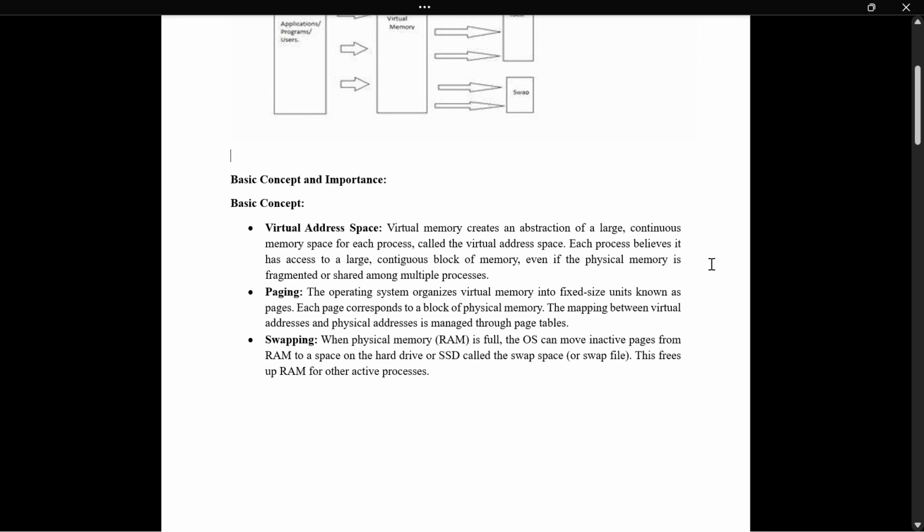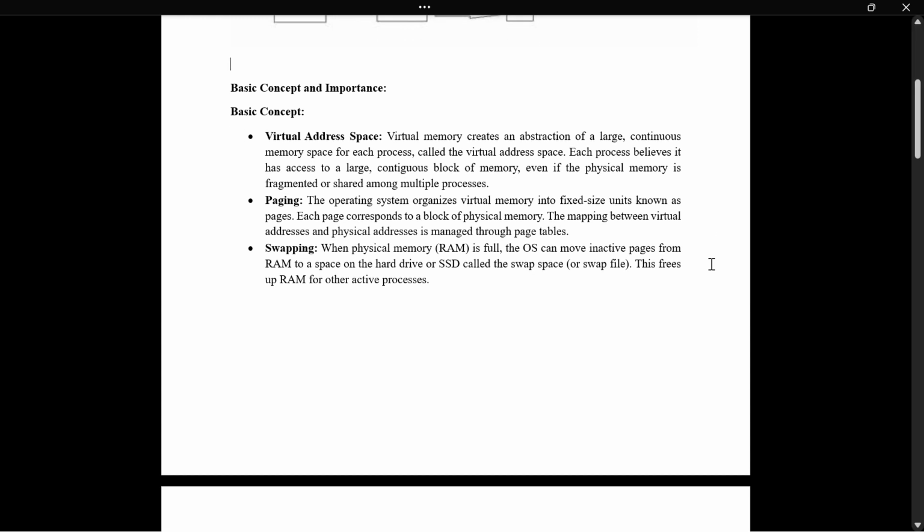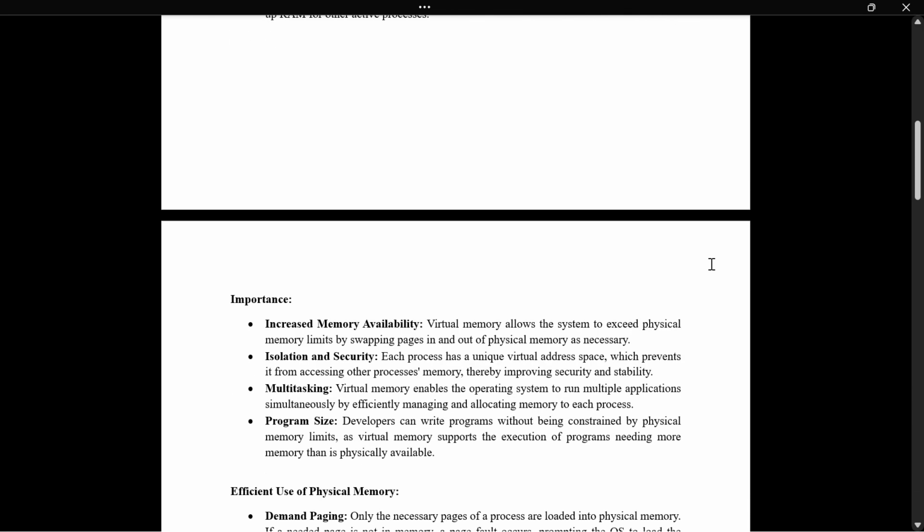The virtual address space is nothing but an abstraction of a larger continuous memory space for each process, which is called the virtual address space. Paging is when the operating system organizes virtual memory into fixed units known as pages. Swapping is when physical memory is full, the OS can move inactive pages from RAM to space on the hard drive or SSD called the swap space.